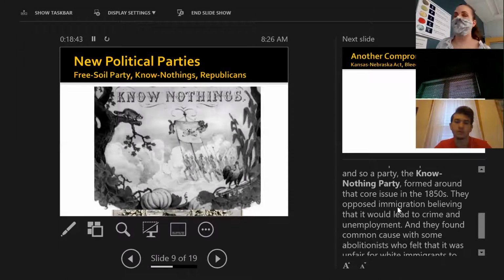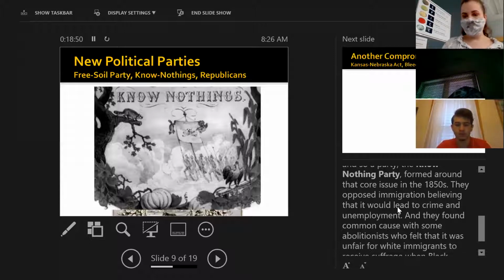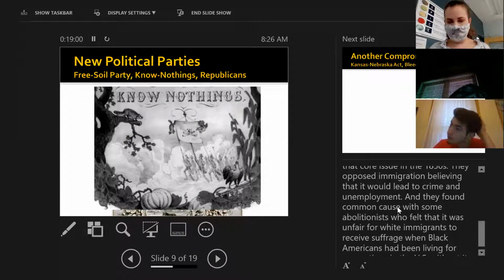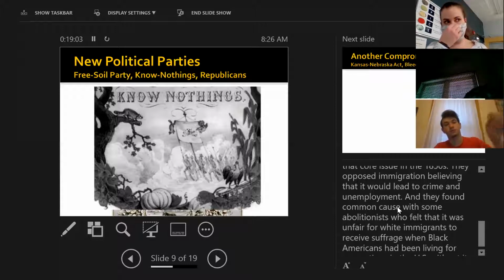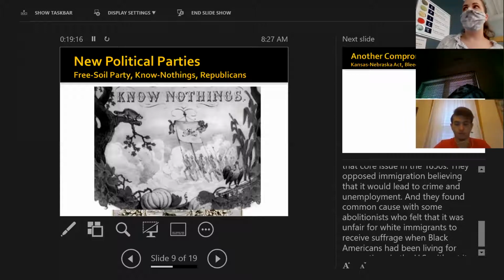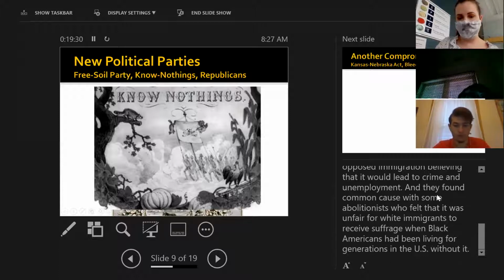Another political party established are the Know-Nothings. The Know-Nothings were formed in the 1850s, and they were known for practicing nativism. Nativism is spelled N-A-T-I-V-I-S-M, and nativism is anti-immigrant feelings.